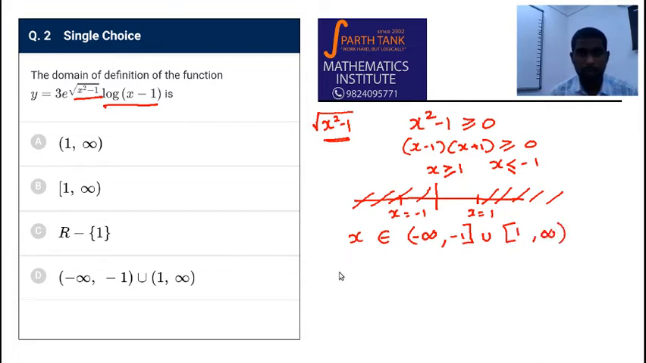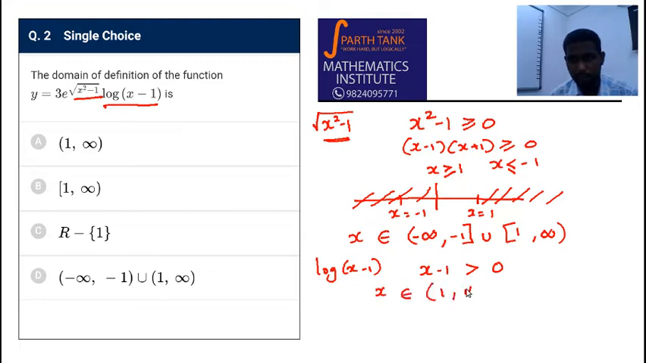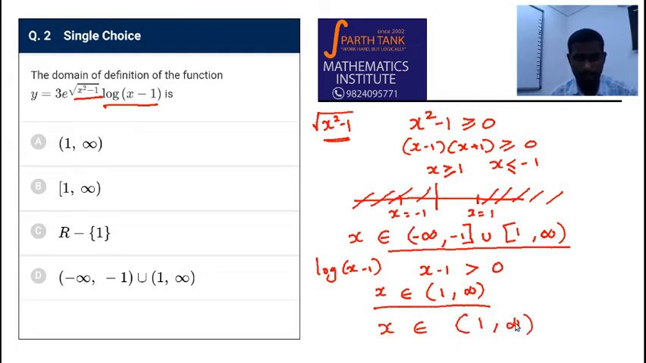Alright? Let us consider log of x minus 1. Now log function cannot take a 0 or a negative argument. Therefore x minus 1 has to be strictly greater than 0. Therefore x should be in the interval 1 to infinity. When you consider x should be common to both these intervals, it is easy to say that x should be in the interval 1 to infinity, both 1 and infinity excluded, right? The common part is only the open interval 1 to infinity. Therefore the solution is option A, open interval 1 to infinity.